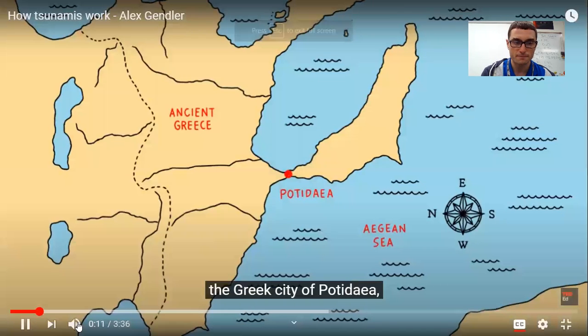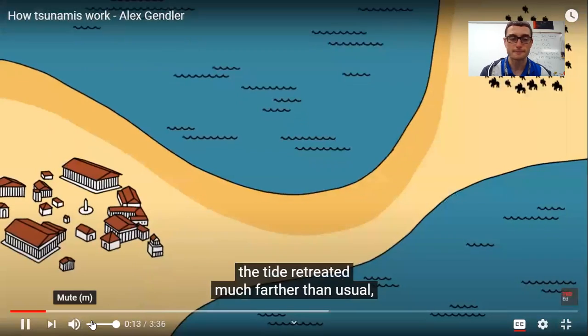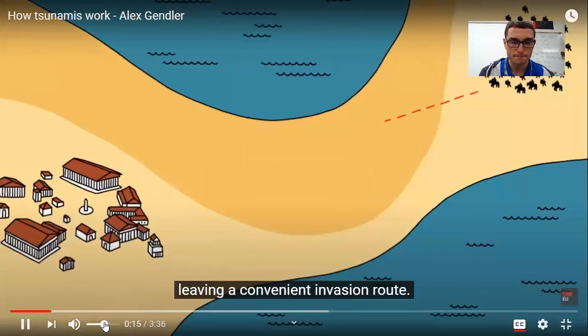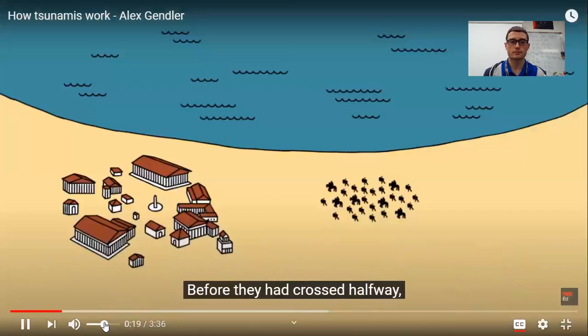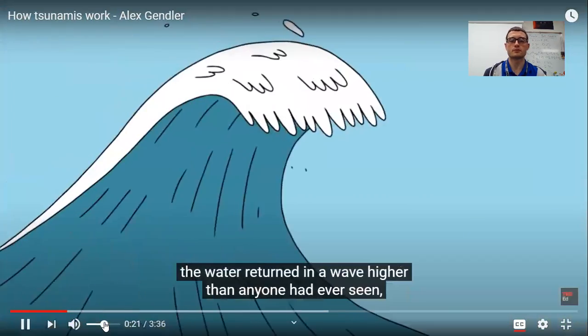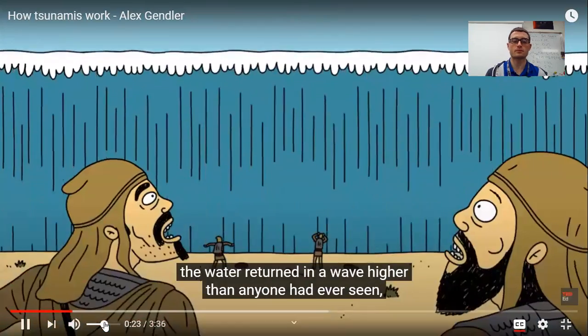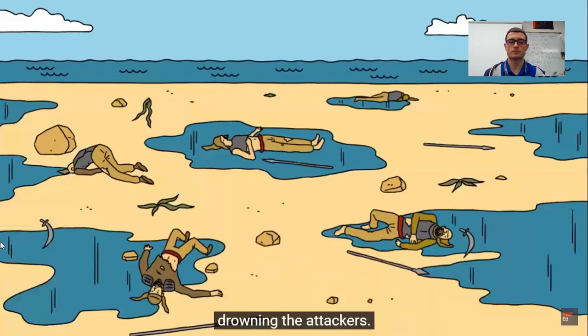To the Greek city of Potidaea, the tide retreated much farther than usual, leaving a convenient invasion route. But this wasn't a stroke of luck. Before they had crossed halfway, the water returned in a wave higher than anyone had ever seen, drowning the attackers.